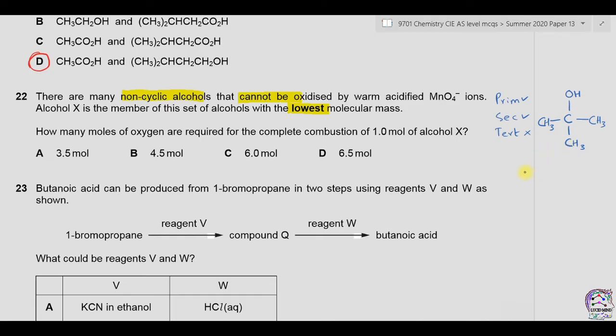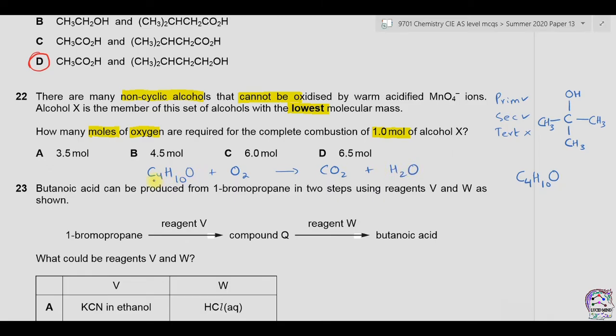Let's find the molecular formula. The molecular formula is C4H10O. Now the second part of the question says, how many moles of oxygen are required for complete combustion of 1 mole of alcohol X? Let's write the balanced equation for the combustion of this tertiary alcohol. We have C4H10O. It combines with oxygen to form CO2 and H2O.